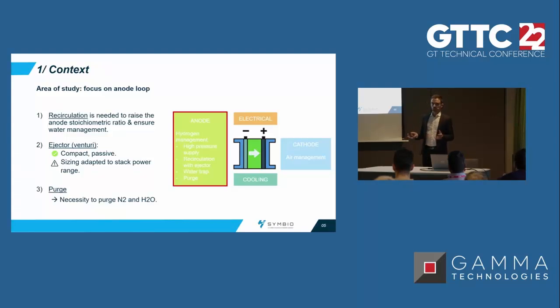And finally, with this architecture, the anode loop is a closed volume, so nitrogen and water will progressively build up and replace hydrogen. They come from crossovers in the stack. They come from the air side towards the anode. And that's why we need to purge the anode regularly.